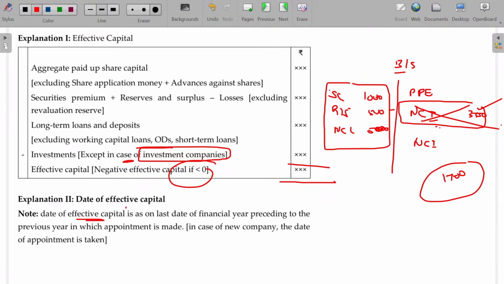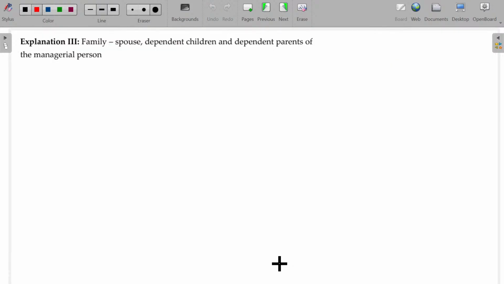You can see the date of effective capital is the last date of the financial year preceding the year in which the appointment is made. Whenever he was appointed, prior to that, the last date will be taken. So, for example, if he is appointed on 1st January 2025 and the previous year's last date is 31st March 2024, on that date the effective capital will be taken. That will be the base for the remuneration calculations. Is that clear? And here family means spouse, children and parents being dependent on the managerial person.